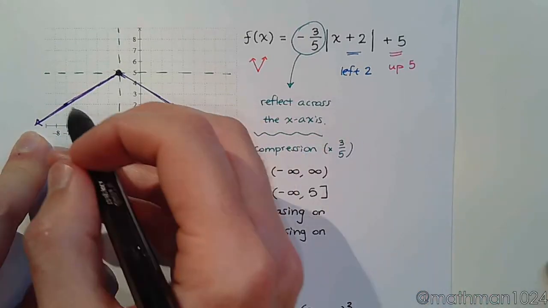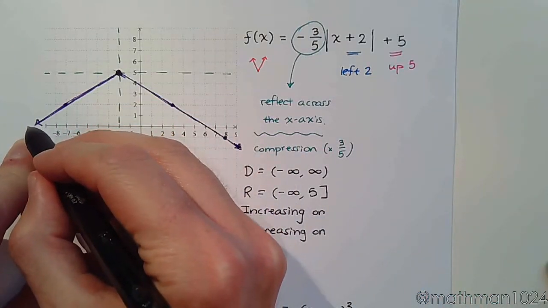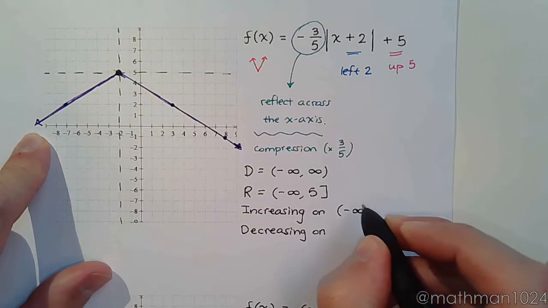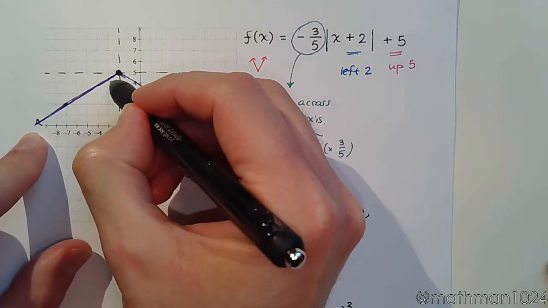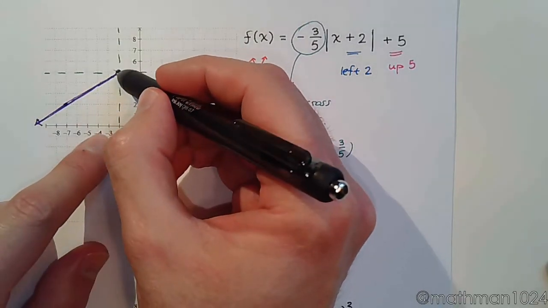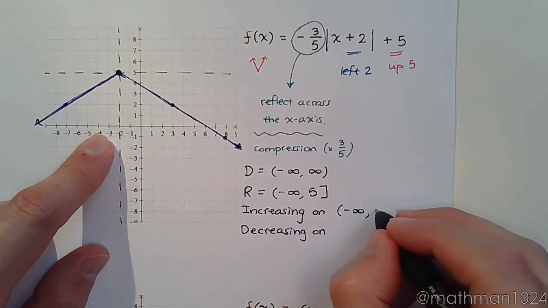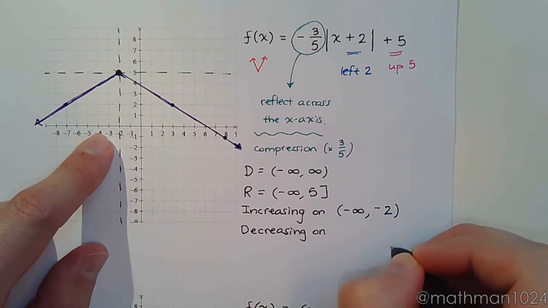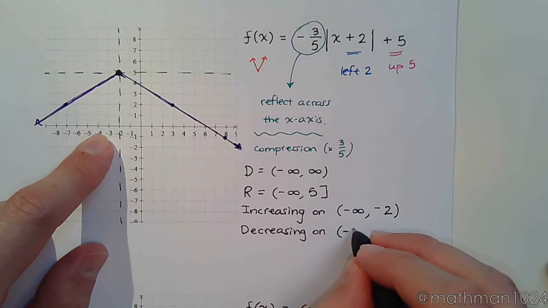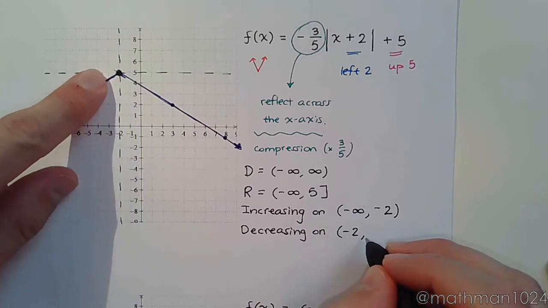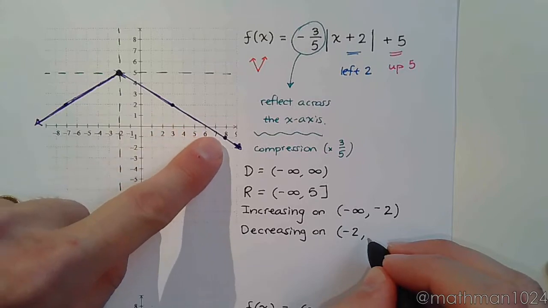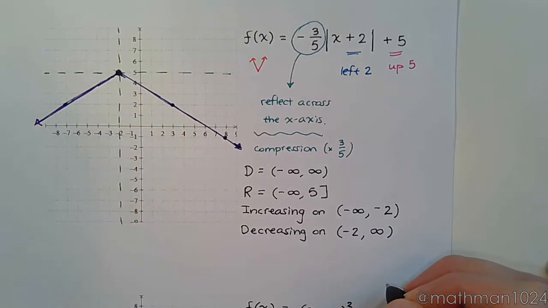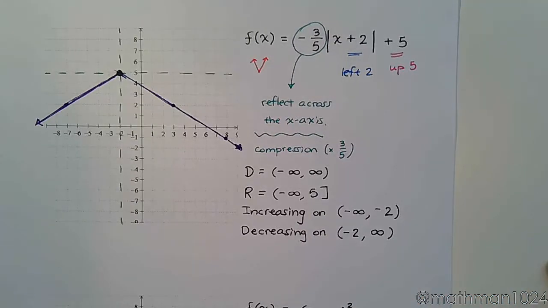So we see that we're going up from negative infinity up to an x value, that's very important here, up to an x value here of negative 2. So when x is negative 2, that's when you stop increasing, and that's where you start to decrease. So you decrease starting when x equals negative 2 and going all the way to the right as x goes toward positive infinity.